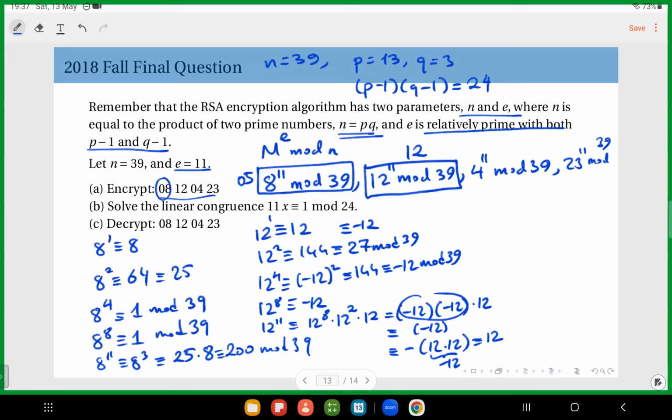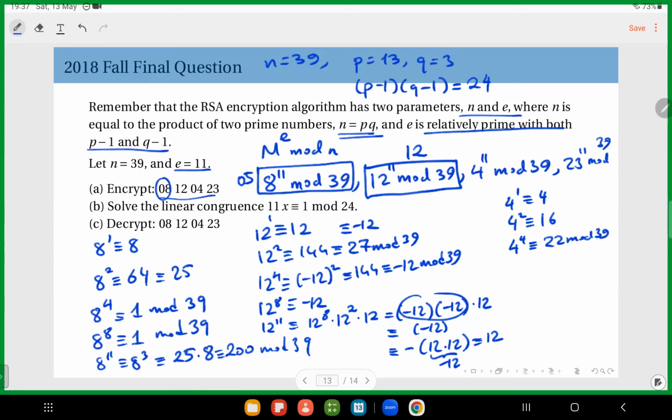Then I need 4 to the power 11. Again, 4 to the power 1 is 4. 4 to the power 2 is 16. 4 to the power 4 is 16 squared, that would be 256. And that under modulo 39 is congruent to 29.